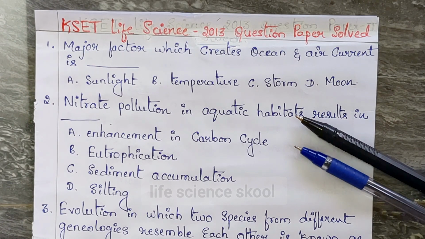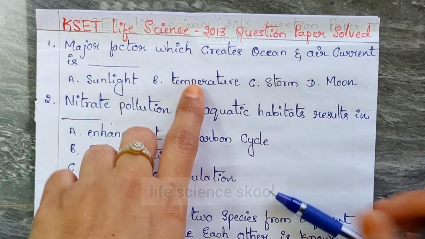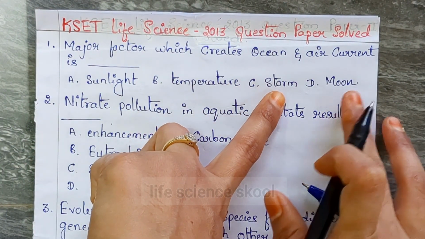The first question is like this: the major factor which creates ocean and air current is, okay, which they are asking among these, which factor creates an ocean and air current. Option A sunlight, option B temperature, option C storm, option D moon.